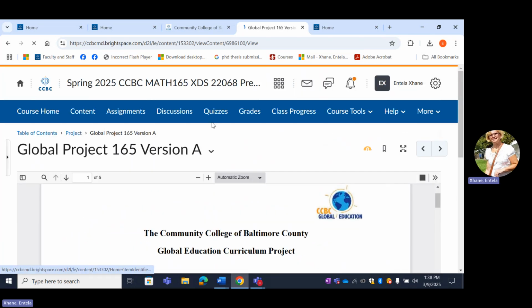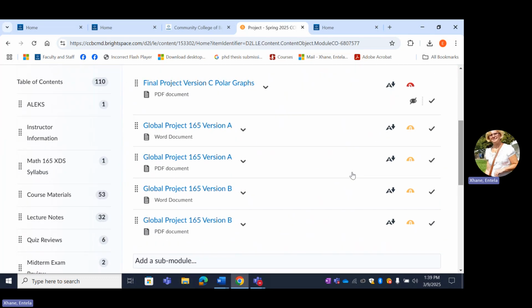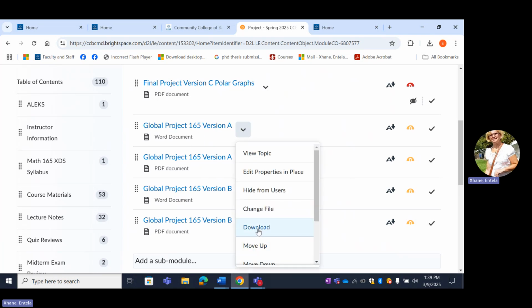Now, there are two versions under the module project in Brightspace. Some of you want to type in the work that they do to complete the project. You can do that after you click on the arrow sign, download the Word document version, and you should be able to type in.